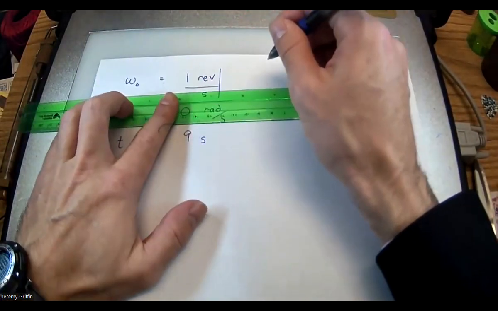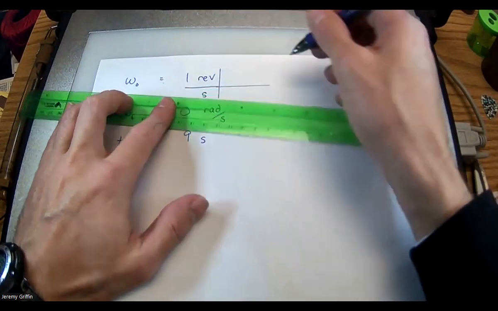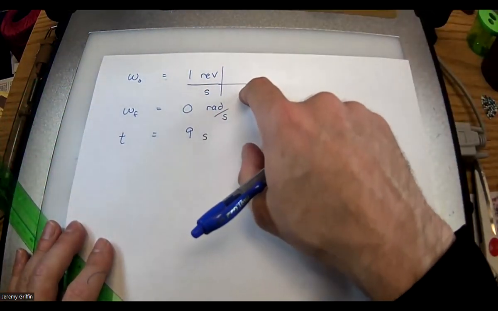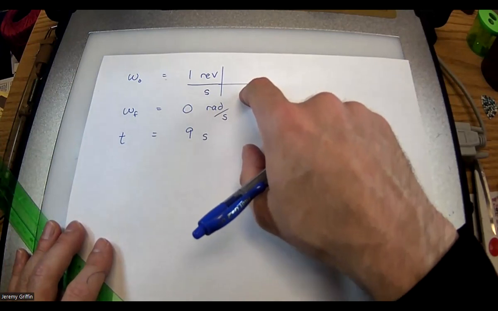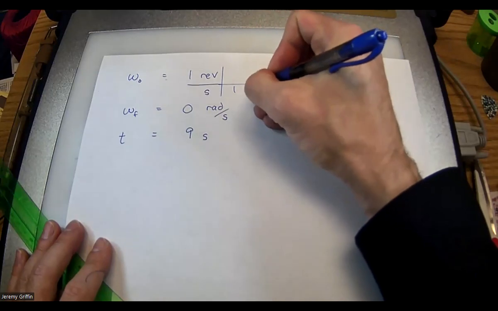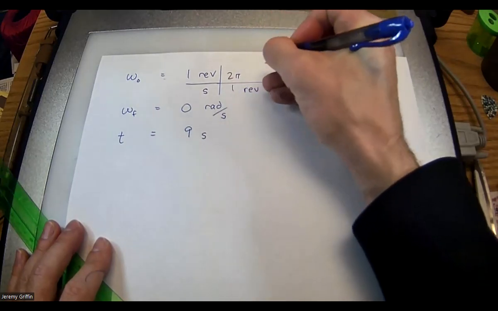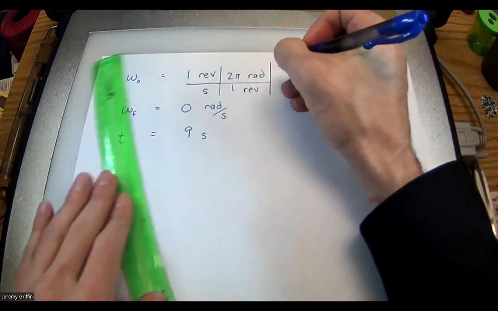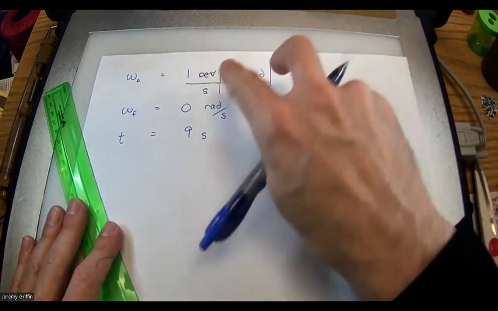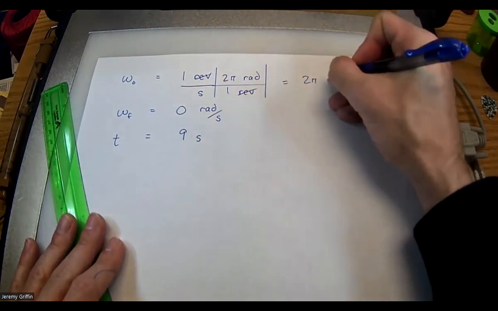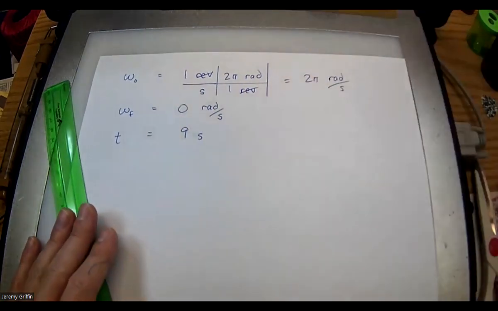You guys remember dimensional analysis? How do you go from revolutions to radians? What's the conversion? How many radians in 1 revolution? Yeah, 2 pi. Kind of like circumference equals 2 pi r. It's related to that. Oh, look at that, radians per second. So I'll call that 2 pi radians per second.